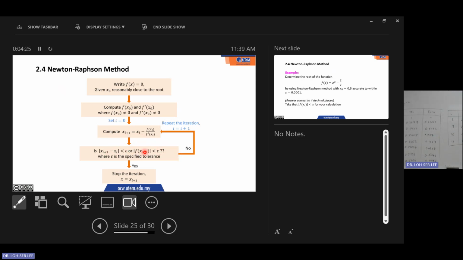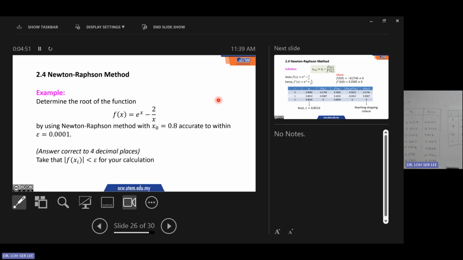So these are the stopping criteria that we can use. Which one to use? Follow the question. For this one, we find two consecutive x values. The difference of the two consecutive x values must be less than epsilon. Or the f value of the latest x must be less than epsilon. So this is the process.